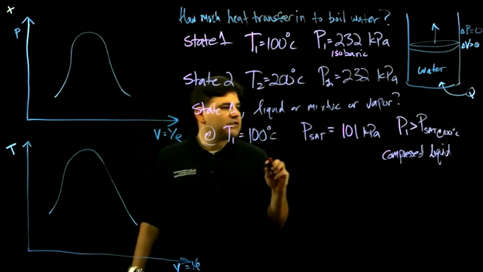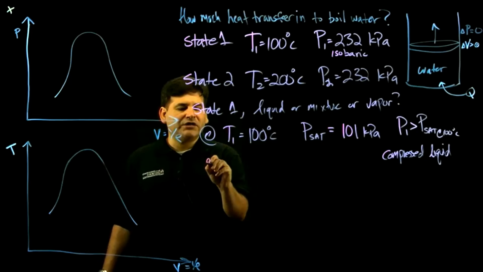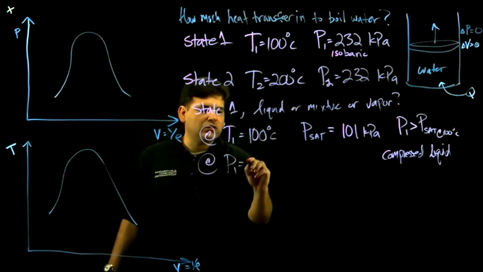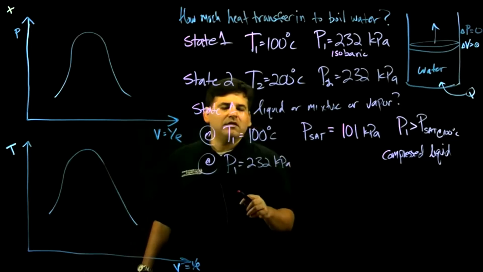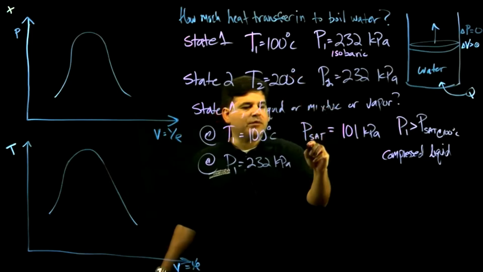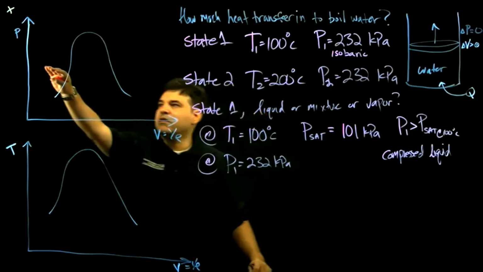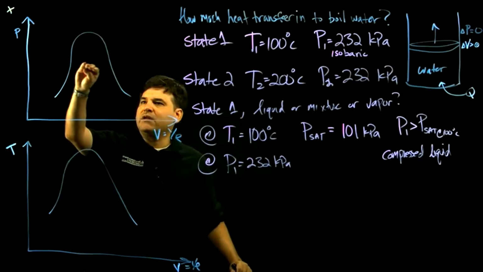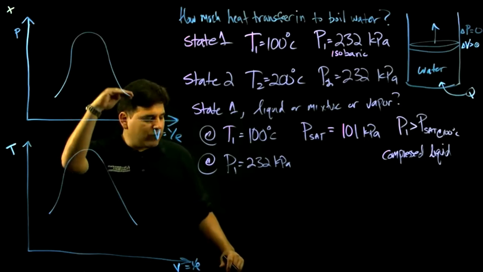Another way to look at that is you can say, okay, let's fix the pressure. So the pressure we are given is 232. First, we looked at it from the temperature perspective. Now let's look at it from the perspective of pressure. If we are at this pressure, the only way to be saturated is you need to be at a certain temperature, Tsat. What is that temperature?